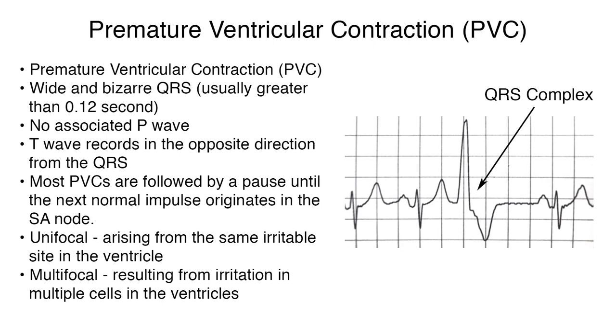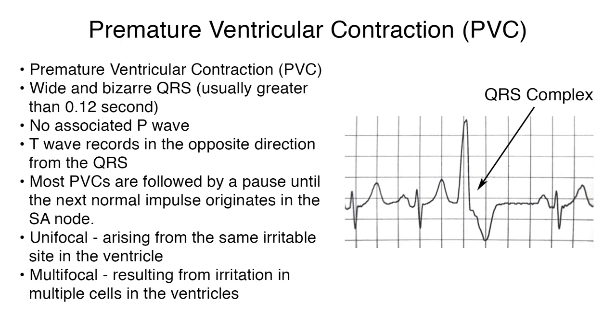PVCs have a characteristic wide and bizarre QRS. It's usually greater than 0.12 second on the ECG. There is no associated P wave, and the T wave records in the opposite direction from the QRS. Most PVCs are followed by a pause until the next normal impulse originates in the SA node.